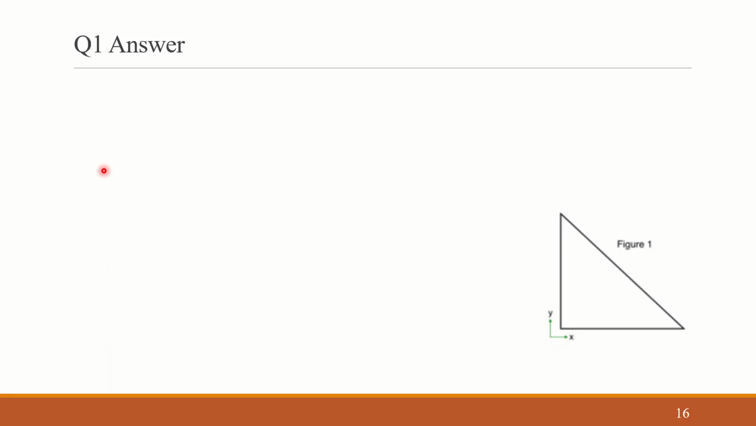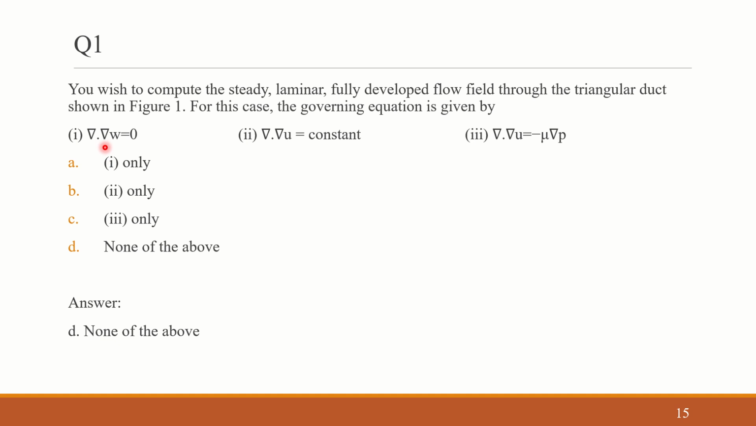So going back to the options, del dot del W is not zero, it is constant. Actually the pressure gradient can be constant, but it is not zero. So option 1 is false. And second one, even though it is given del dot del U equal to constant, it is not the U component of the velocity, it is the W component. Unless mentioned as a vector form, don't consider U as the vector.